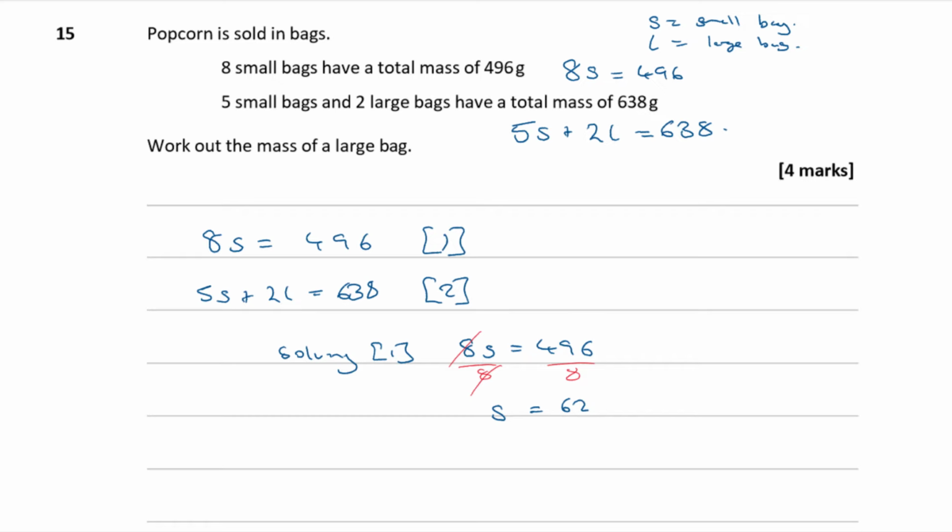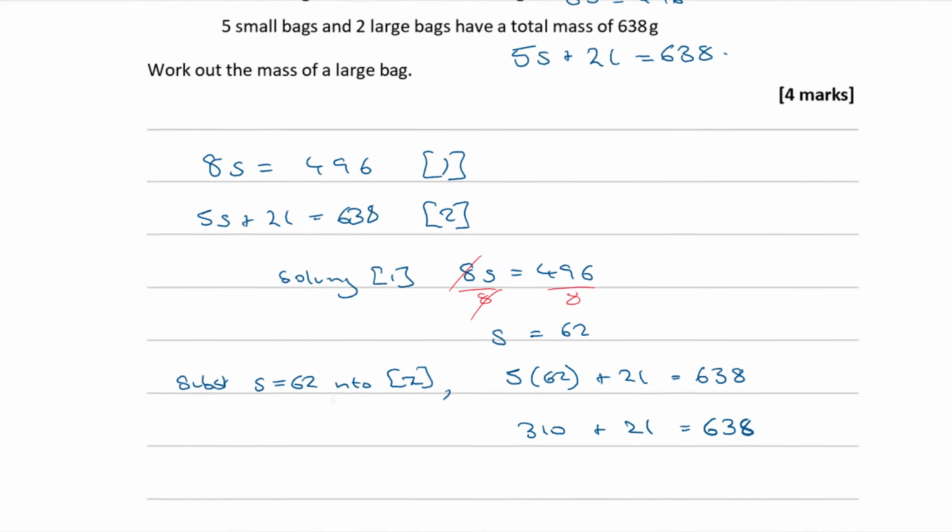So what I'm going to do is substitute s equals 62 into equation 2, my second equation. That's going to give me 5s, 5 lots of 62, plus 2l, that is equal to 638. Okay? What is 5 lots of 62? That's 310. So 310 plus 2l is 638.